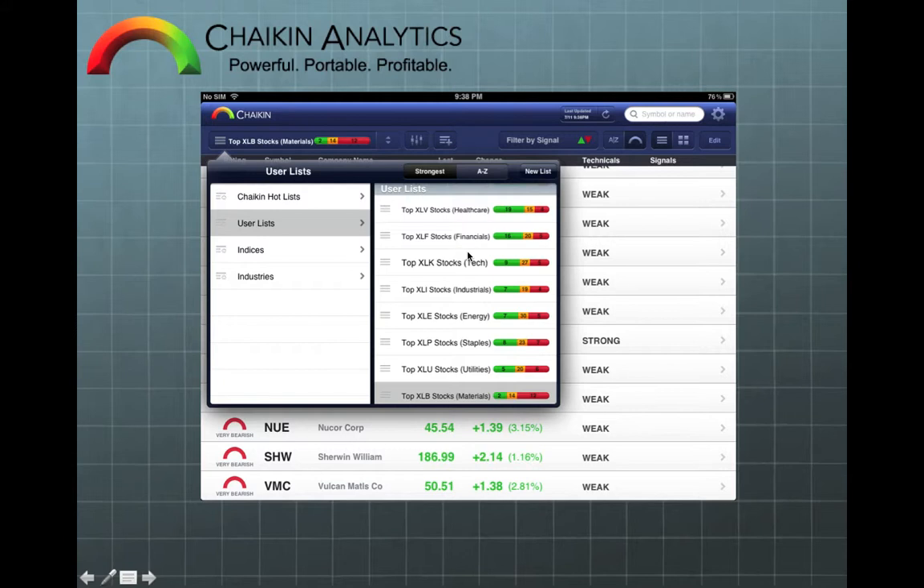So when we look at that, then what I do is something different with the Chaikin Analytics watch list. I will put all the stocks that are associated with the major ETFs that cover each of the sectors.